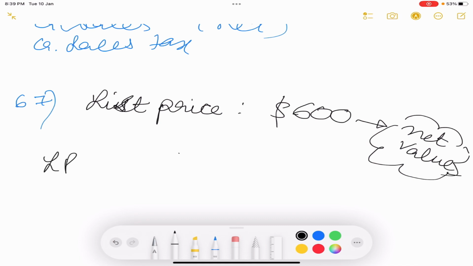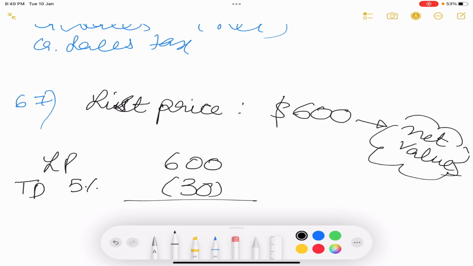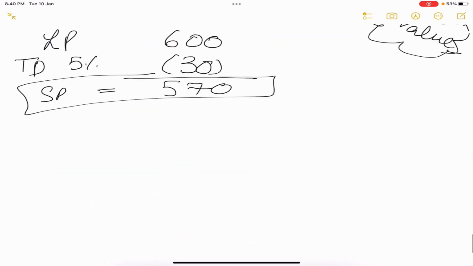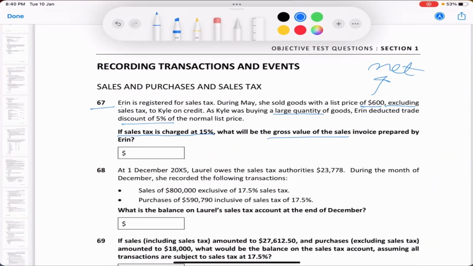So since my list price is 600, how much is the trade discount? Go to the question and see. 5% trade discount, right? So what is the trade discount? 5% of 600, which is 30. So 600 minus 30 will give me 570. So this is going to be my sales price. One thing to keep in mind, on the value after deducting the trade discount, only on that do we calculate the sales tax. Now sales tax is to be calculated on 570.